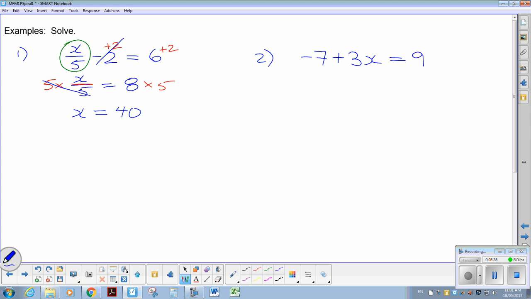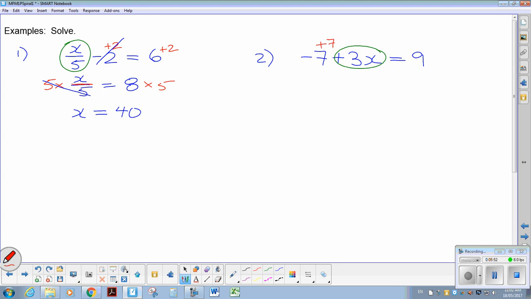So again, with your pencil, you want to circle the term with the x in it. So the green bubble is what we got to get by itself to start. So that means we have to get rid of the negative 7. So what is the opposite of negative 7? Well, the opposite is plus 7.